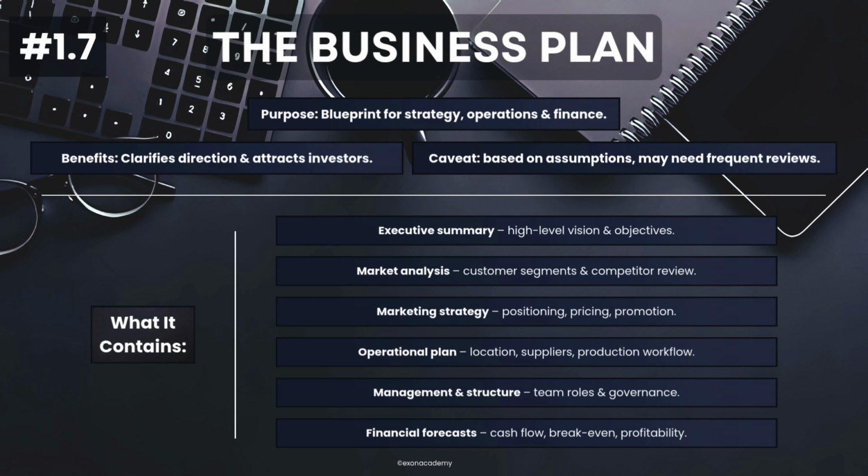Fourth, an operations plan that outlines your locations, suppliers, production steps, and delivery methods. Fifth, a description of your management structure, introducing key team members and how decisions get made. Finally, financial forecasts show projected cash flow, break even points, and profit estimates. A solid plan keeps you on track, helps you make smart decisions, and attracts investors.